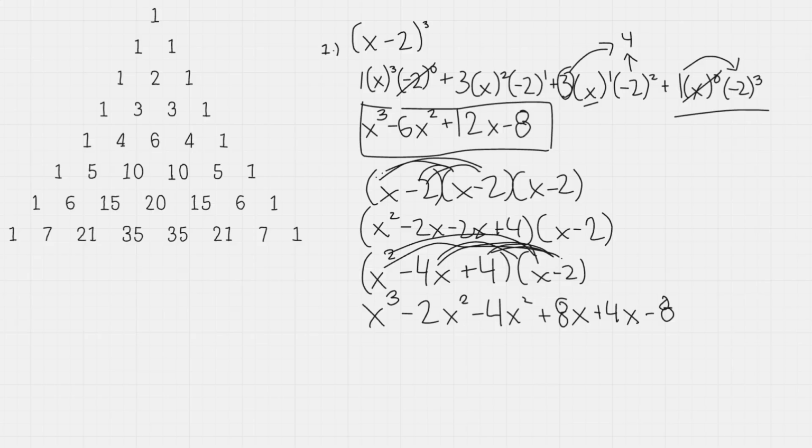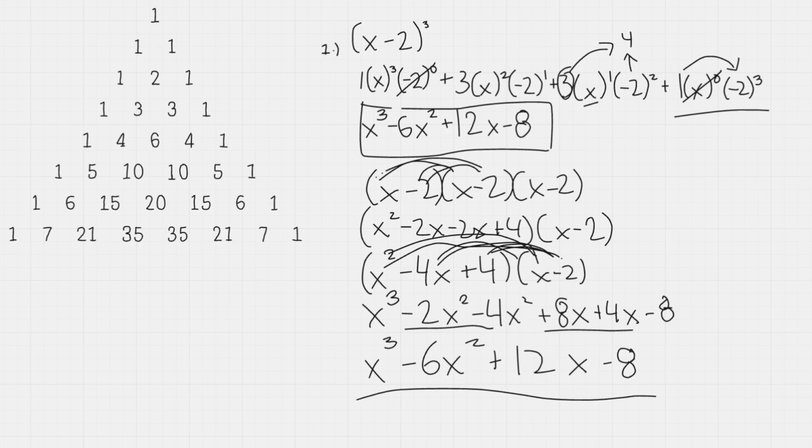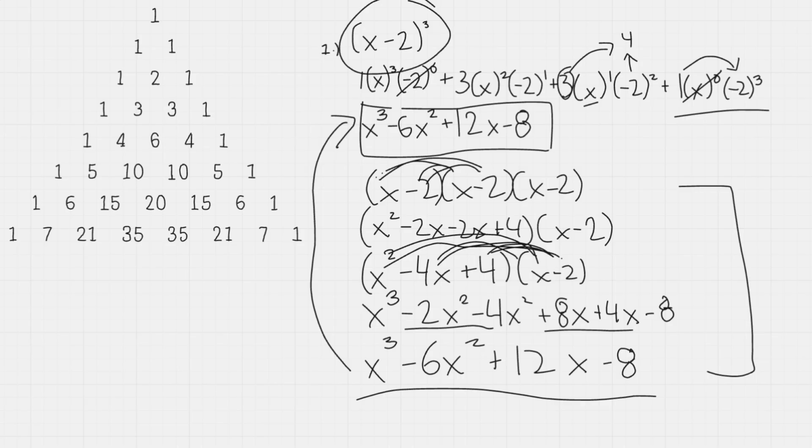Now let's combine our common terms. x cubed; negative 2x squared minus 4x squared will give us negative 6x squared; 8x plus 4x will give us 12x. Let's bring down negative 8. So we got the same answer. As we can see, we didn't have to expand the equation. We just used these coefficients as a guide to get our expansion for (x minus 2) cubed.